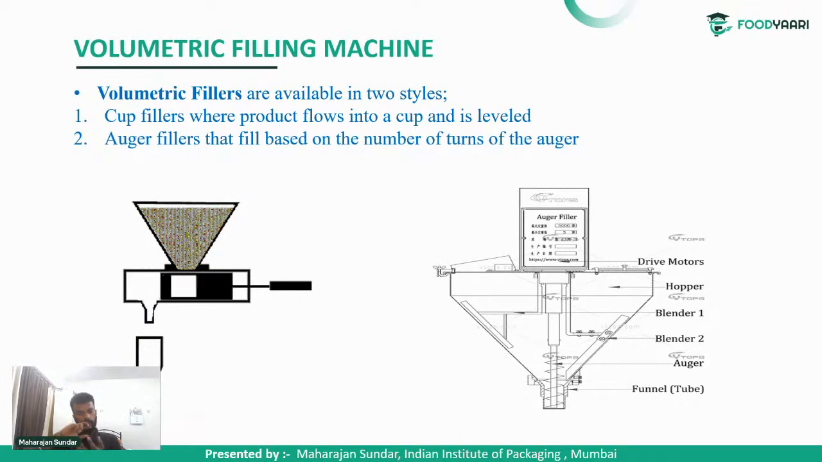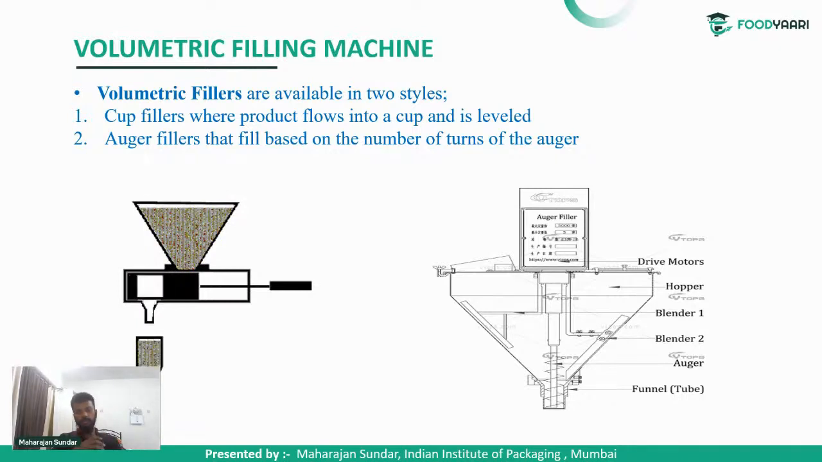For example, for dispersing 5 grams or 25 grams of masala powder, 5 rotations of the auger are needed. For those 5 rotations only, the auger will operate. And there are two blades which are mentioned here as blender 1 and blender 2.